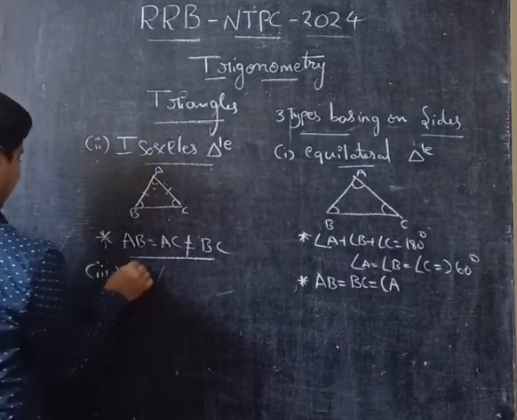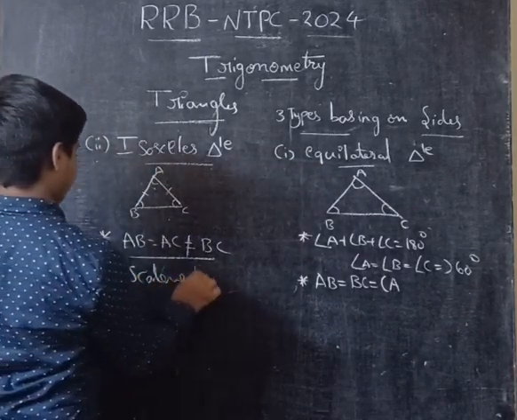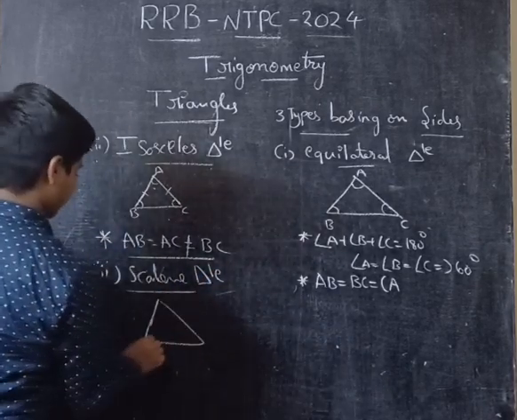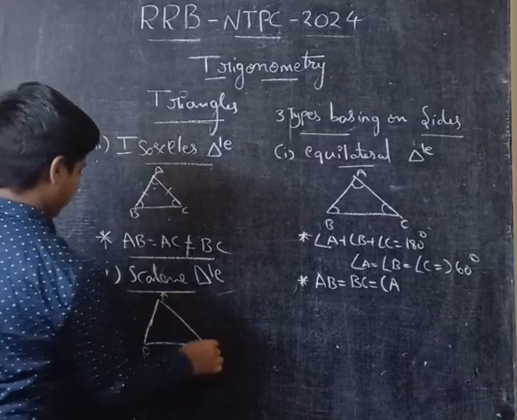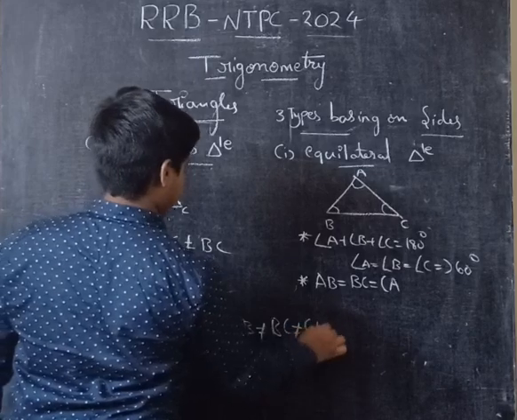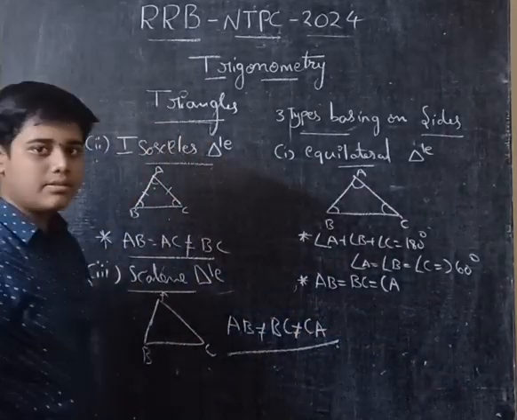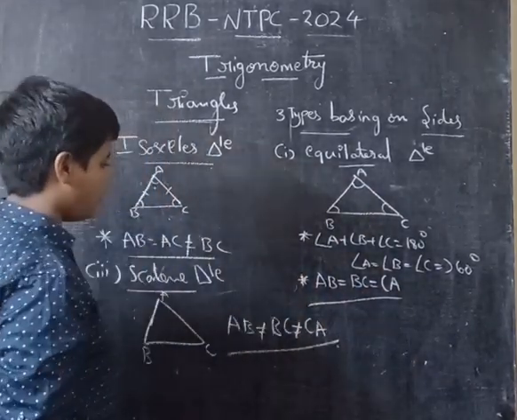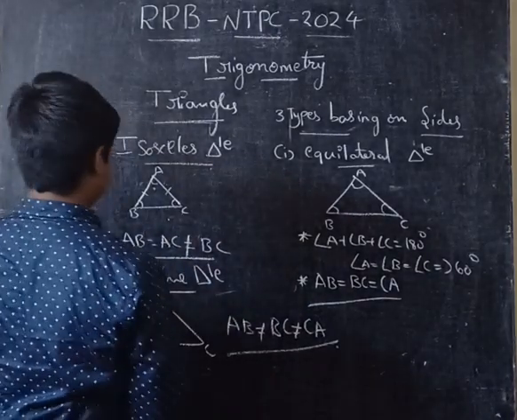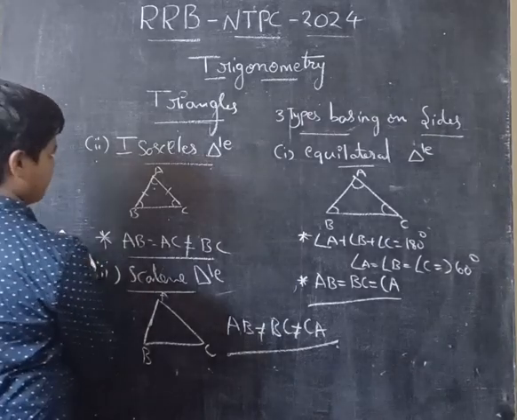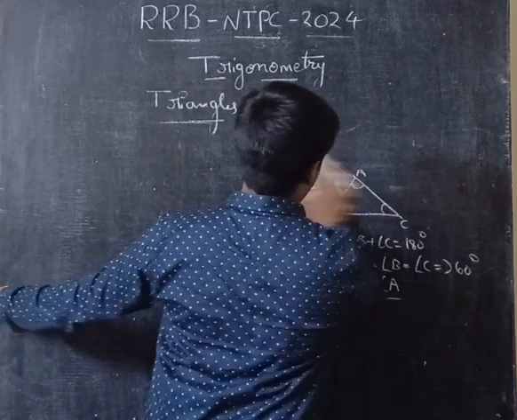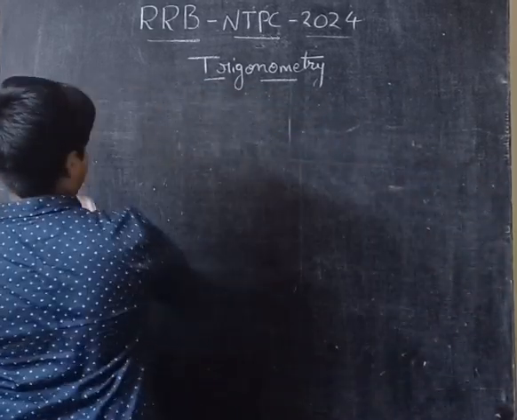So if you see the third type, scalene triangle. Scalene triangle means with different sides it will be there. AB is not equal to BC, is not equal to CA. Okay, so these are the main properties. So I am going fast because this syllabus is already over. Okay, so in primary classes we can learn this. So this is the triangles topic.